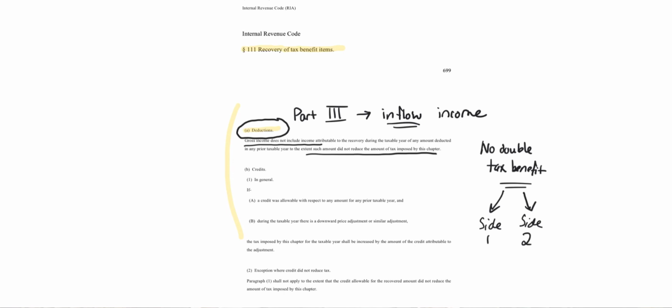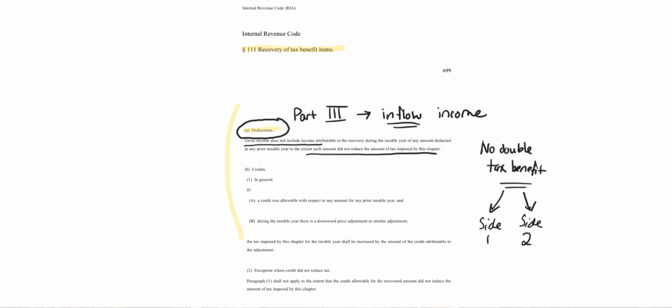And what that is, let's say you have state and local taxes. You're allowed to deduct state and local taxes. If, let's say, you're a business, you're allowed to deduct your state and local taxes, like income tax or property tax, on your tax return. And let's say you overpaid. So in year 1, you pay $1,000 of state and local taxes.